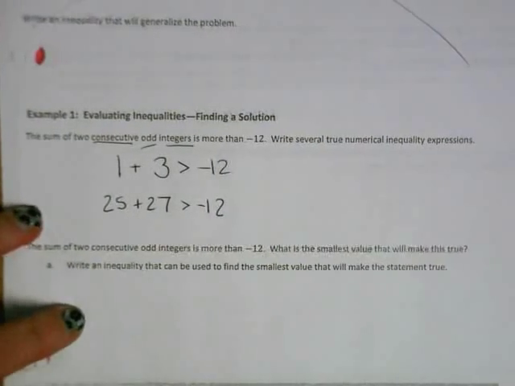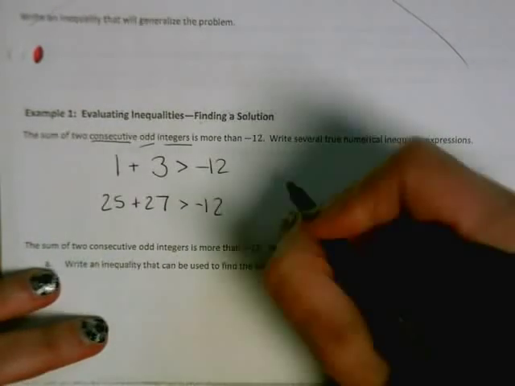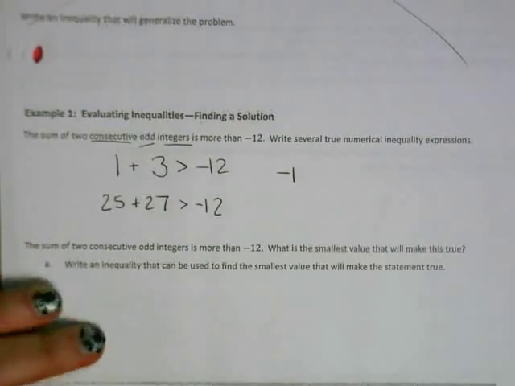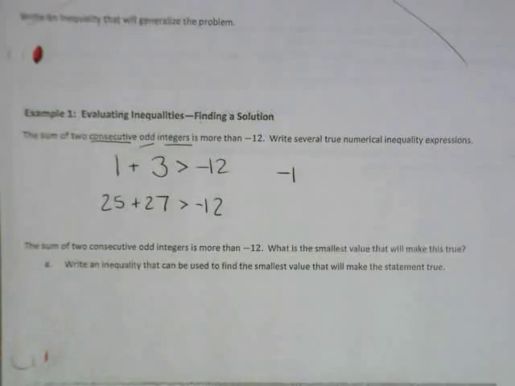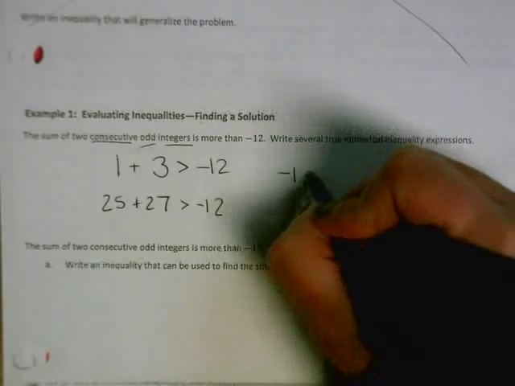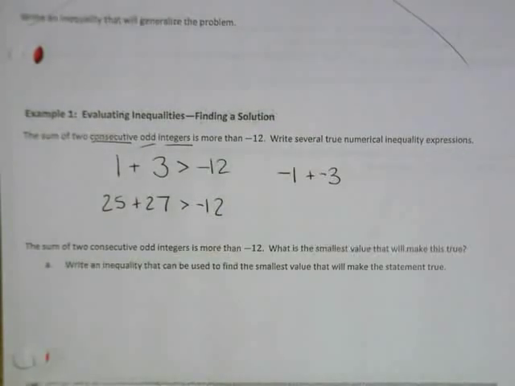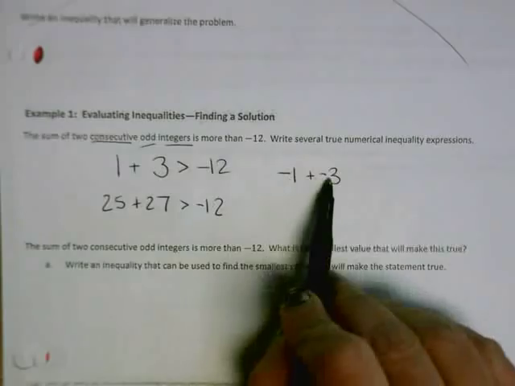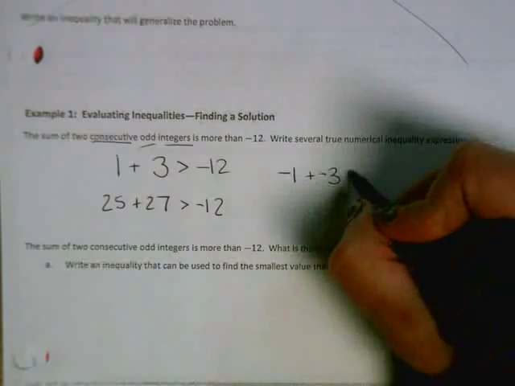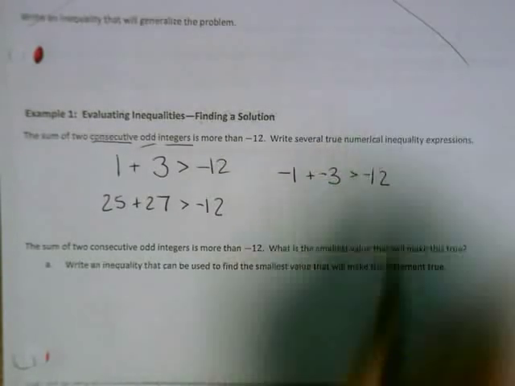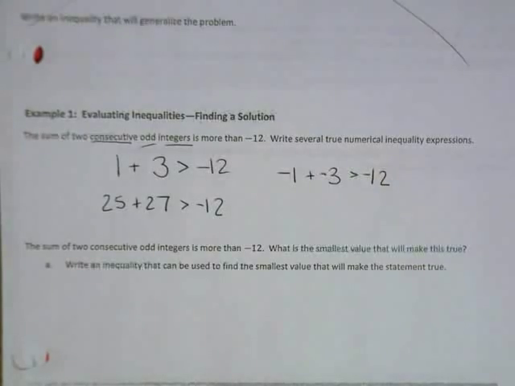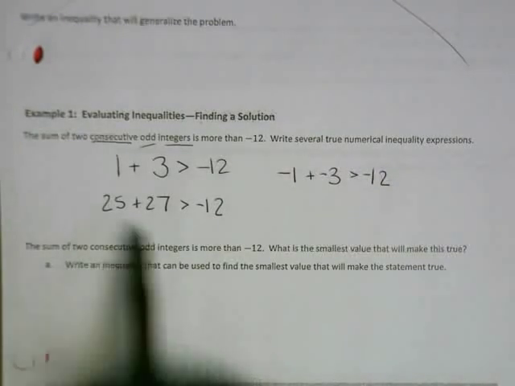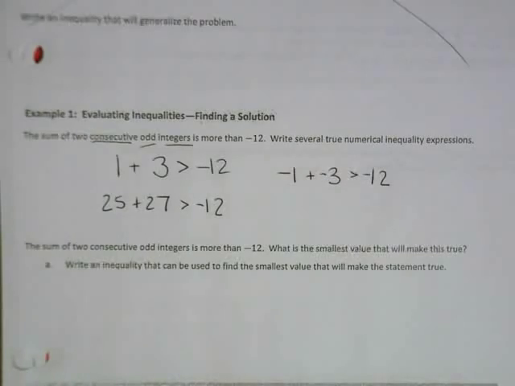What about negative numbers? A couple consecutive negative numbers, like negative 1. What's the next smaller number than that? Consecutive in order would be like negative 3. So negative 3 and negative 1. If you add those together, is it still bigger than negative 12? Negative 1 plus negative 3 is negative 4. Yeah, negative 4 is bigger than negative 12. It's definitely more to the right on the number line. So we have so many different possibilities for this.